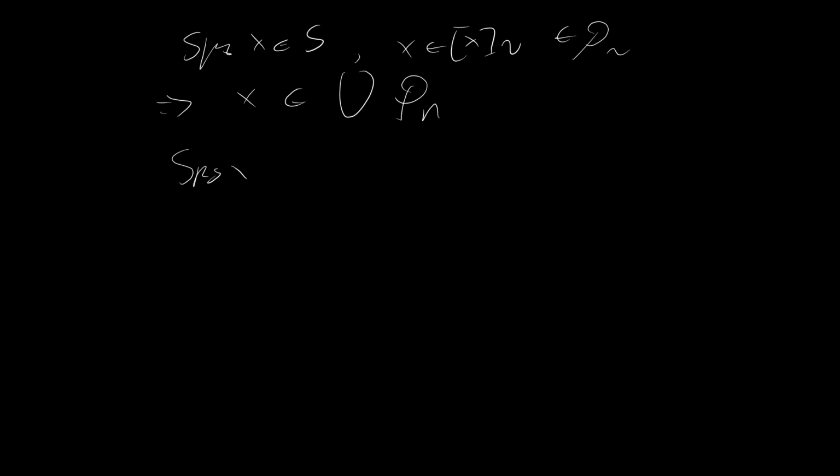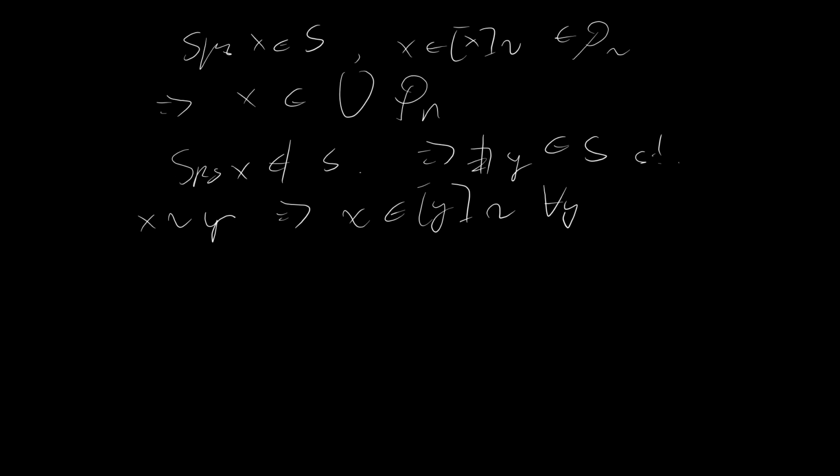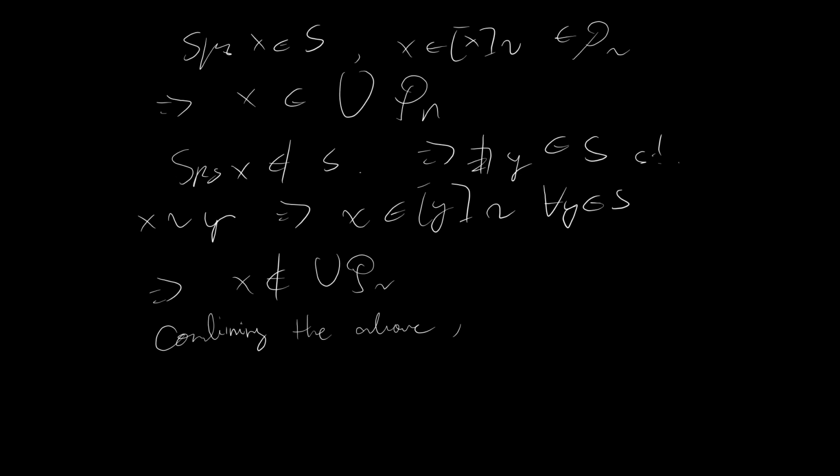Now we suppose that X is not a member of S. Then there does not exist any Y that is a member of S such that X is similar to Y, equivalent to Y. Which means that X is not a member of any of the equivalence classes, and therefore X is not a member of the union of all the sets in the family, which means that, well, combining the above, we may have that the family is indeed equal to S, and we're done.